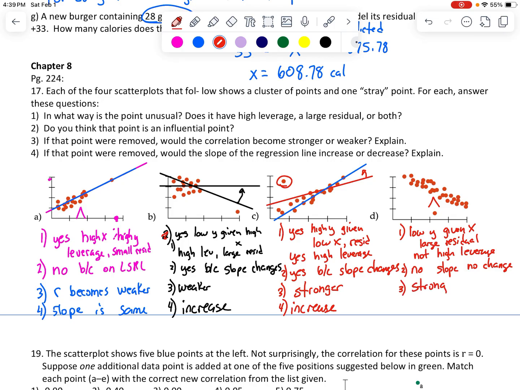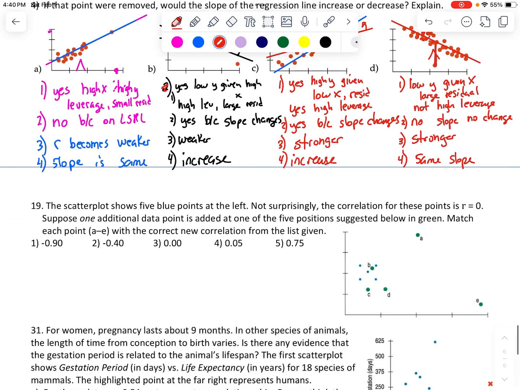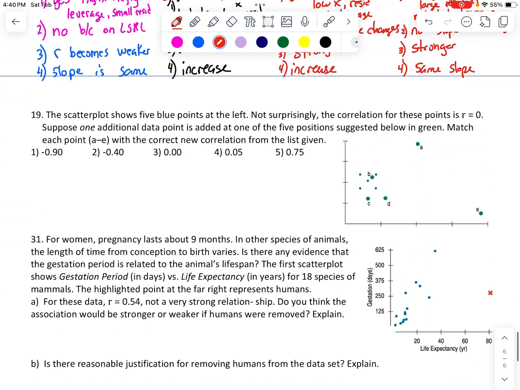3, again, my R value is going to be stronger. That R value is based upon the deviations that we have. So there's very, very small deviations within that, but this has a large deviation. So if I remove that deviation, my R value is going to get stronger and the slope is going to be the same. Again, because it has no impact.